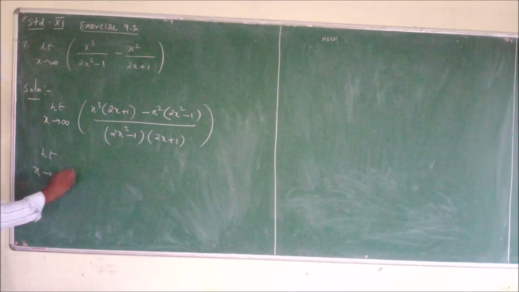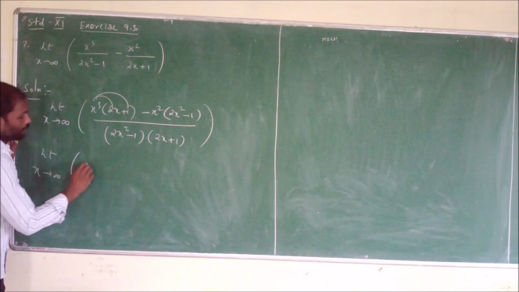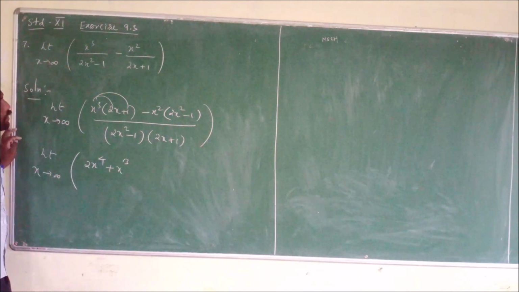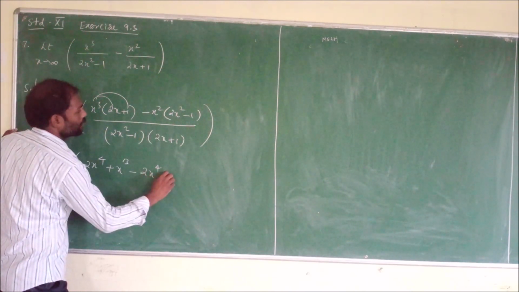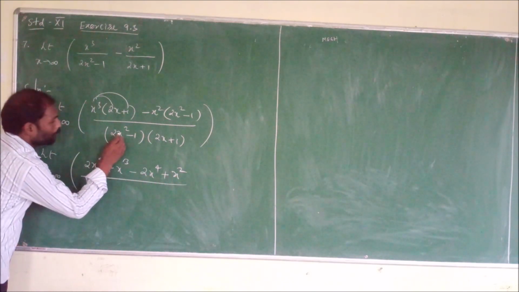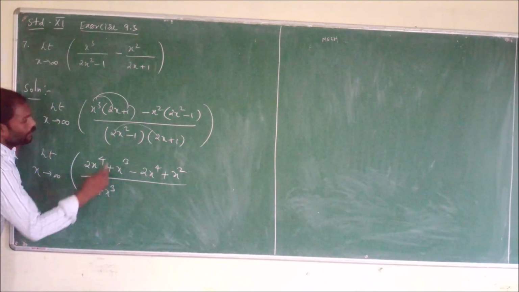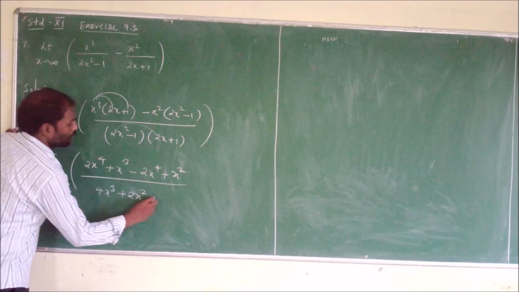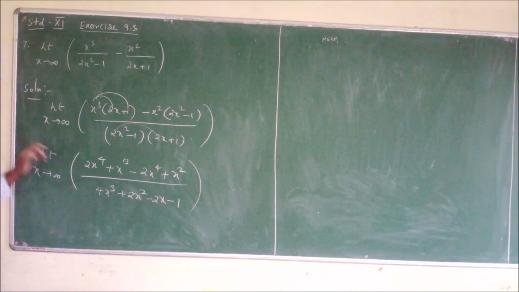Limit x tends to infinity, multiply x cube in both terms: x cube into 2x plus 1 is 2x power 4 plus x cube, minus x square into 2x square minus 1 is 2x power 4 minus x square, divided by the denominator term, which is multiplied as 2x square into 2x, so 2 into 2 is 4x cube, 2x square into 1 plus 2x square, minus 2x plus minus 1, is the LCM for numerator and denominator.